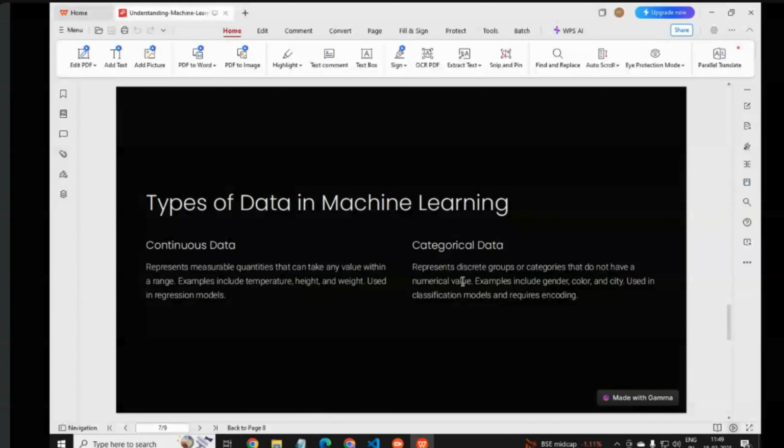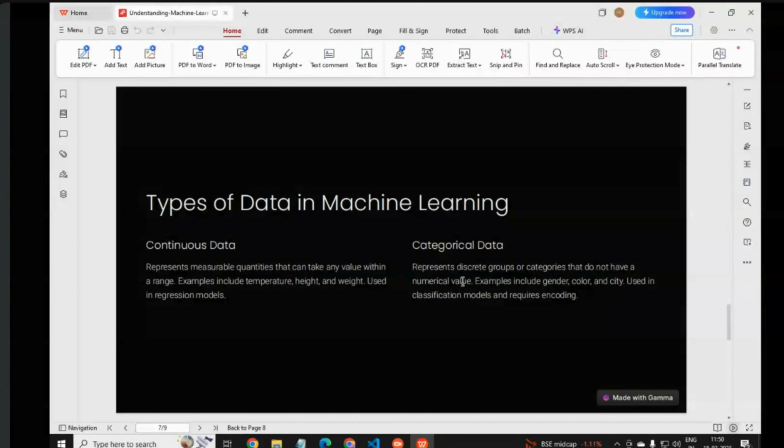We also know it as qualitative data. Categorical data represent discrete groups or categories that do not have a numerical value, and it is often used in classification problems. There is no numerical value in categorical data, whereas in continuous data there are numerical values. It represents labels, groups and classes.